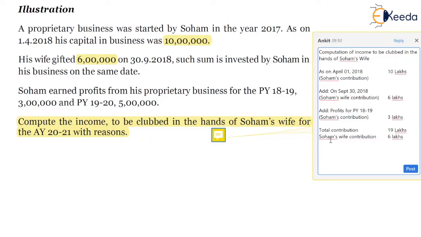This will be the numerator, and so the ratio applicable is 6 lakhs divided by 19 lakhs, and this will be calculated on the profits earned in 1920, which is 5 lakhs, for determining the clubbing provisions. So income to be clubbed in the hands of Soham's wife. Correct, friends?